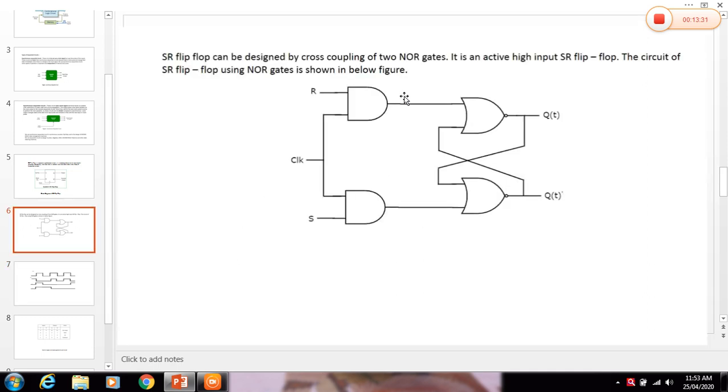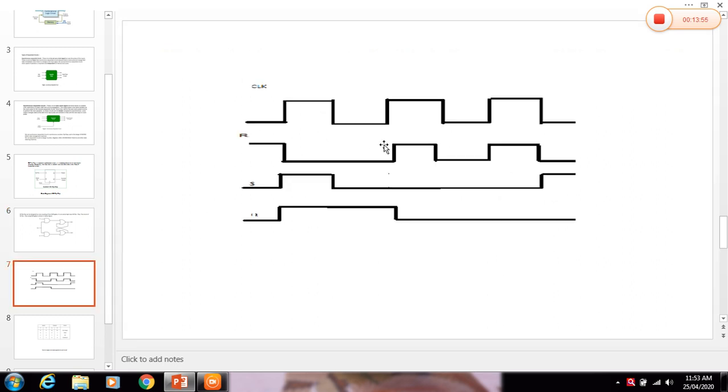R is 1, clock is 1, so 1 will be generated here. S is 0 and clock is 1, so 0 will be generated here. Earlier Qt was 1. Now 1 will go inside this, and depending on the values of R and S and the high clock pulse, as R is 1, the next state will be 0, as it can be seen in the diagram.